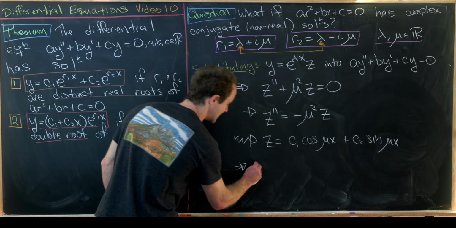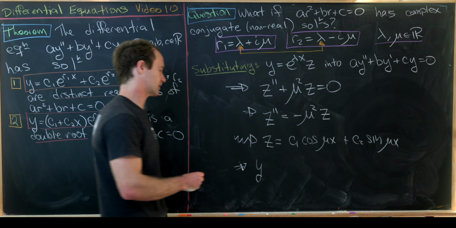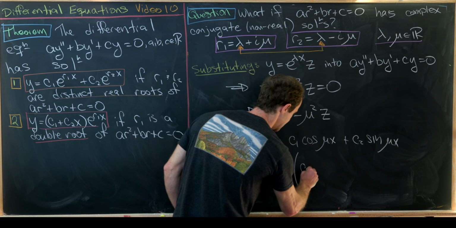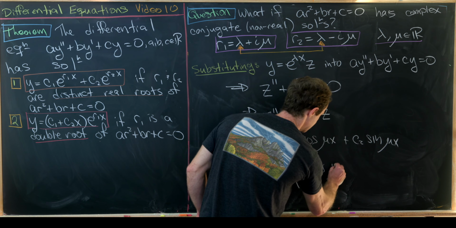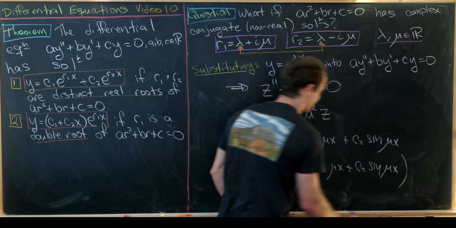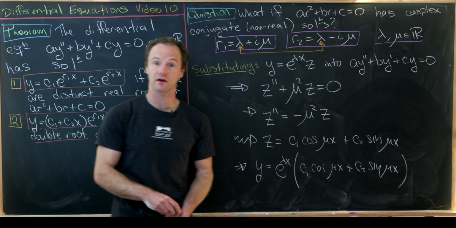But what we have now is sufficient to write down our general formula for y, which will be e to the lambda x times the quantity c1 cos mu x plus c2 sine mu x. Okay, so let's add that to our theorem over here and look at an example.